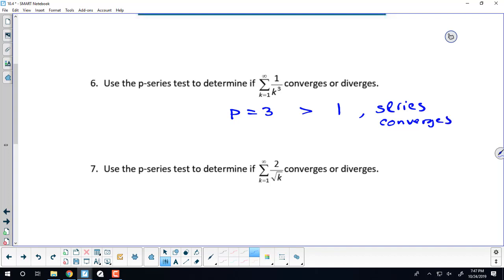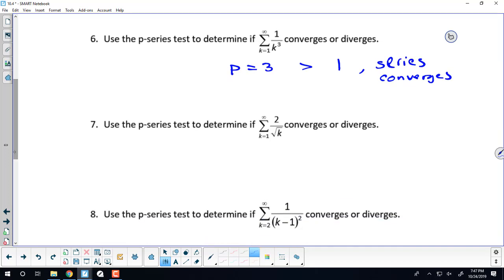How about 2 over square root of k? Converge or diverge? Diverges. And again, that constant multiple of 2 doesn't matter. 2 times the series of 1 over k to the 1/2. The power is 1/2, which is less than 1, which means that it diverges.